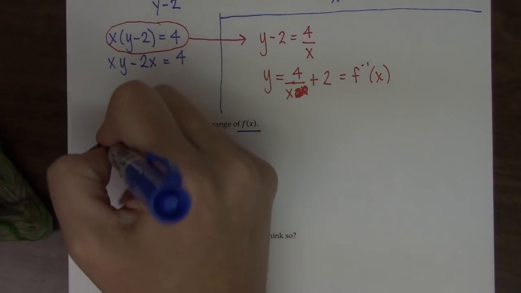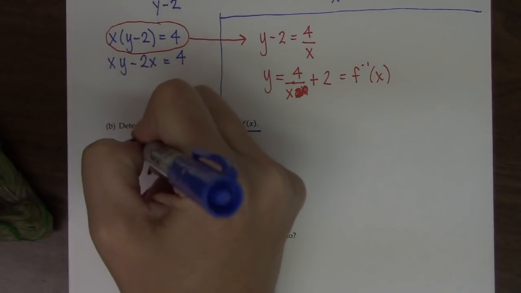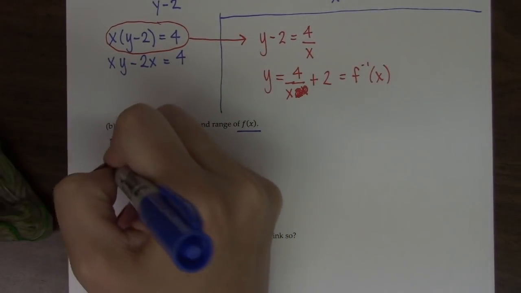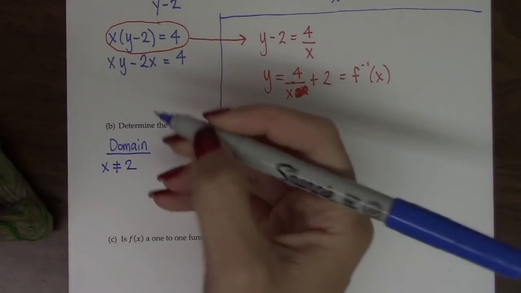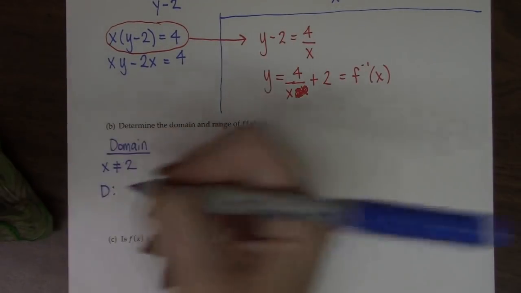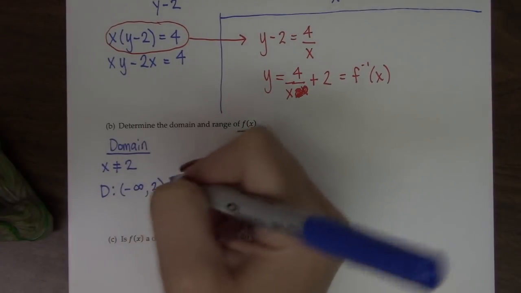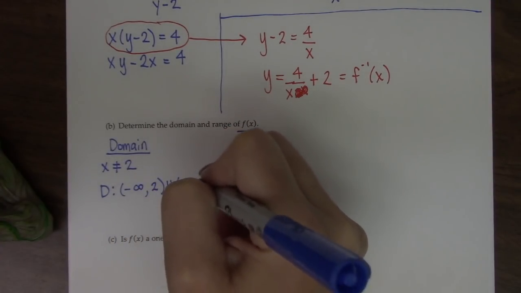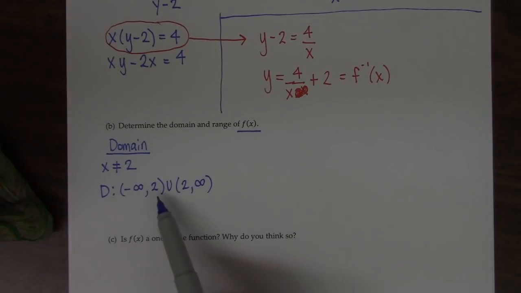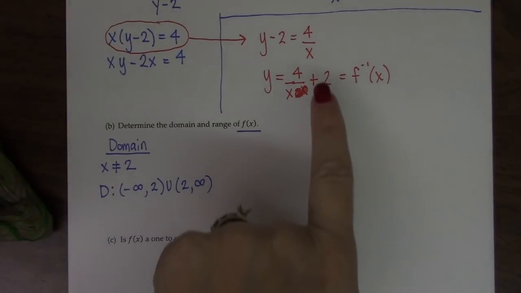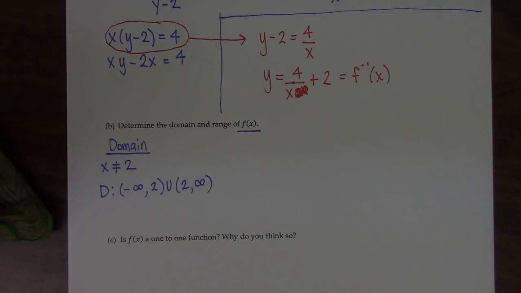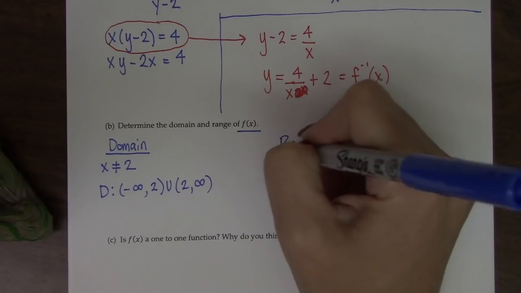So for the domain, x cannot equal 2. When we write the domain, we want to write it in interval notation, so it's all real numbers except for 2. So everything from negative infinity to 2, everything from 2 to positive infinity. To find the range of this function, we can do that by finding the domain of the inverse function, because we know they switch.